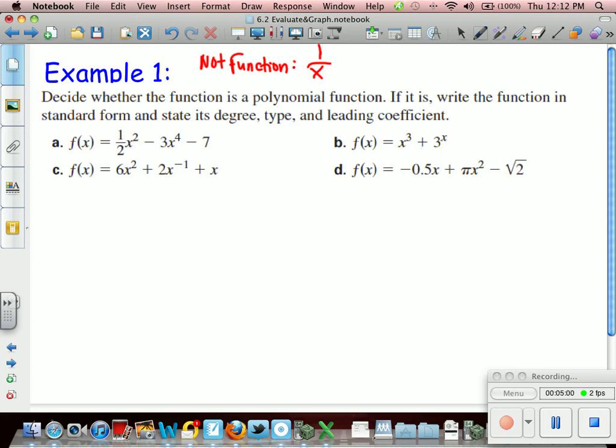So, for example, if I have 1 over x, that's the same thing as saying x raised to a negative number. Those are not functions. There's also ones when you have the square root of a variable. Now, you can have square roots of numbers, but when the variable is inside the square root, there's a time where it doesn't hold true. It's not true all the time.